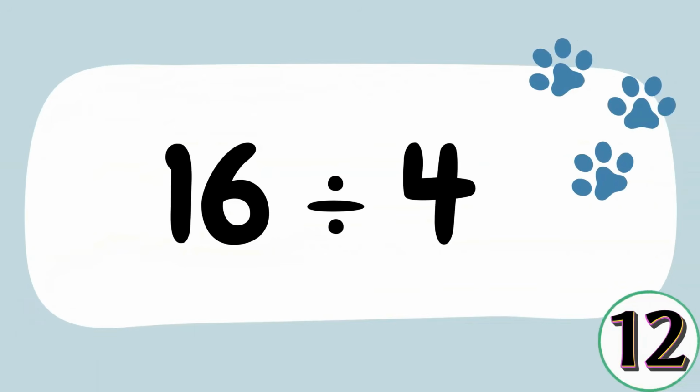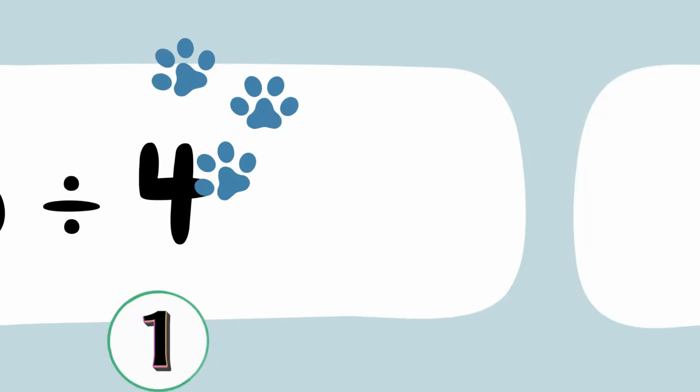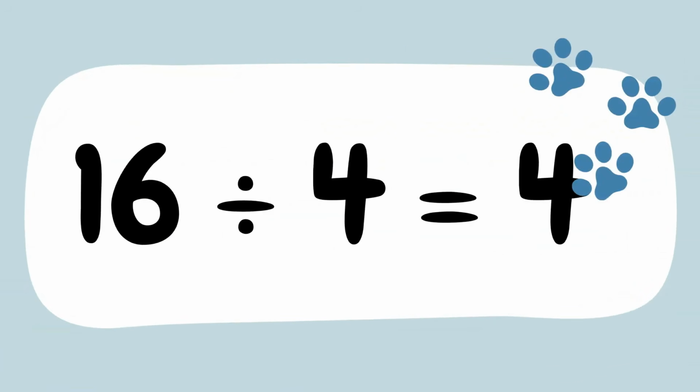What is 16 divided by 4? 16 divided by 4 is 4.